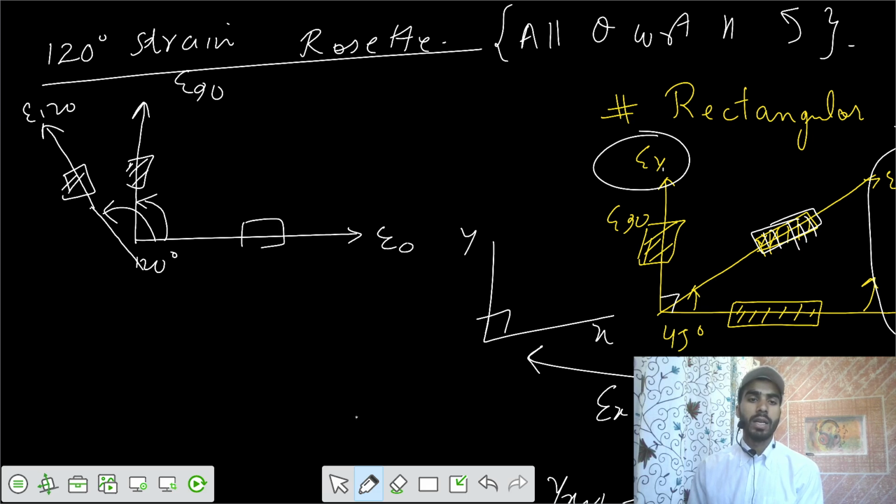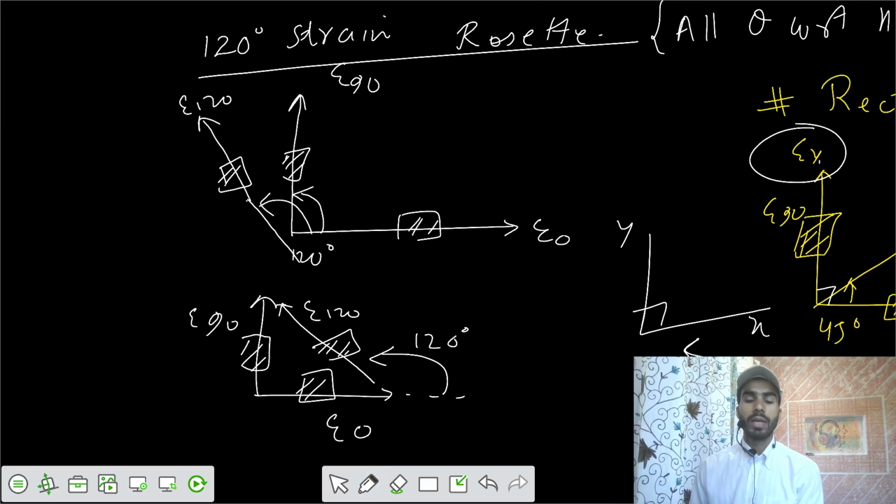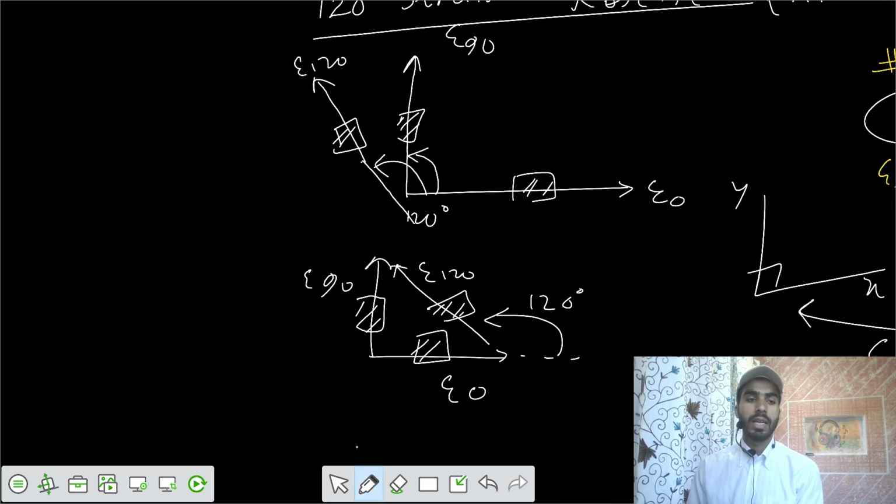We can also make it in this fashion, where you have E90, you have E0, and we have E120. Then we have these strain gauges. Then we can show that the angle here equals 120 degrees. And accordingly, you can calculate that. You can use the equation that EX dash equals E120 equals so on and so forth.